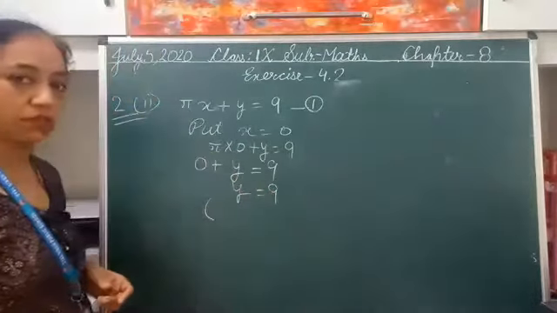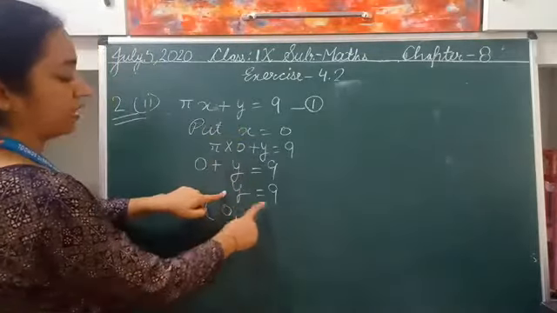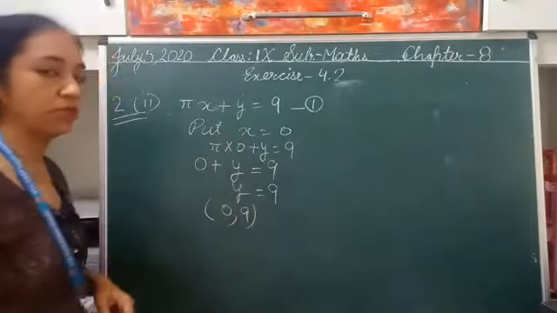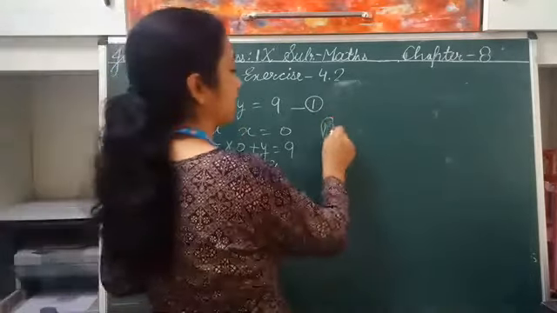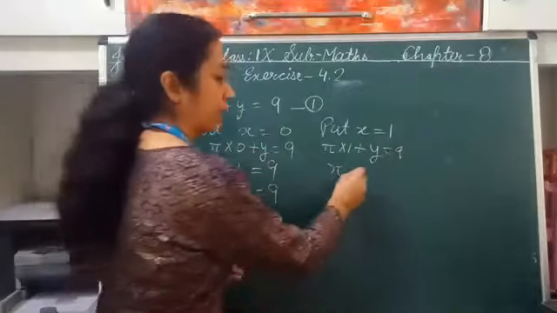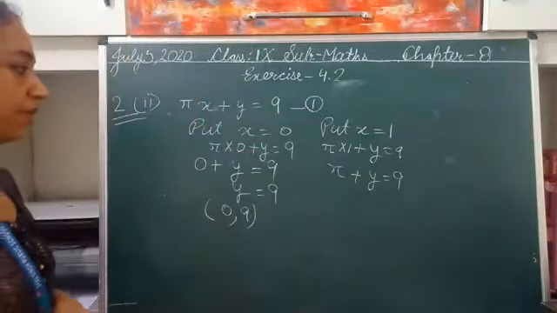What is the first solution? First solution, abscissa 0, ordinate 9. So your first solution is 0, 9. Now for the second solution, we are putting x is equal to 1. If you take x is equal to 1, you will get pi multiply 1 plus y is equal to 9. What is pi multiply 1? This is pi plus y is equal to 9, right?